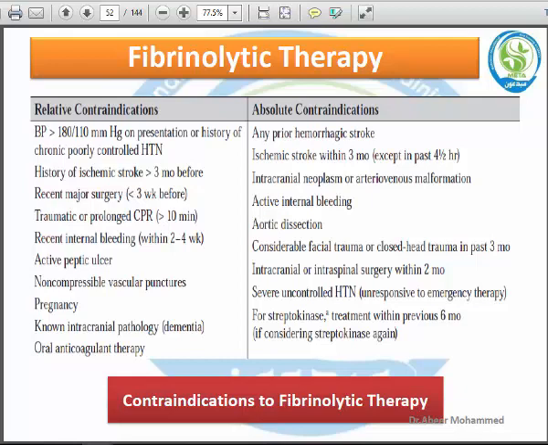History of ischemic stroke for more than 3 months is a relative contraindication. Below 3 months is an absolute contraindication. Pregnancy is a relative contraindication. Active peptic ulcer is a relative contraindication.